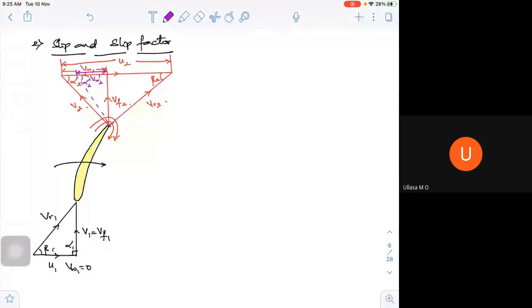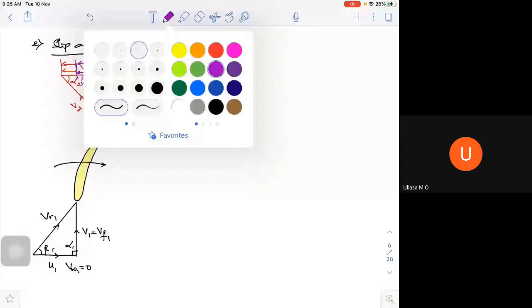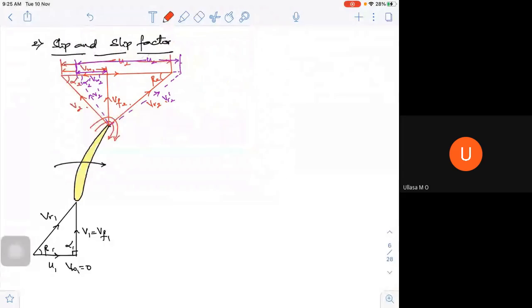So what will happen to your U2? Because of this, it will go in this direction, and your U2 will remain the same. So this is my U2. Okay, your U2 will remain the same, but this will be my new V2 dash, and this will be my new VR2 dash. All other quantities change.